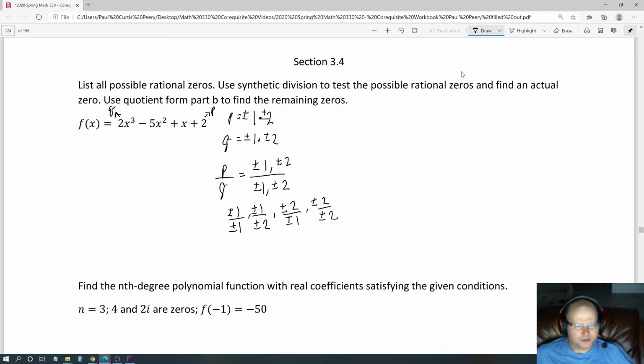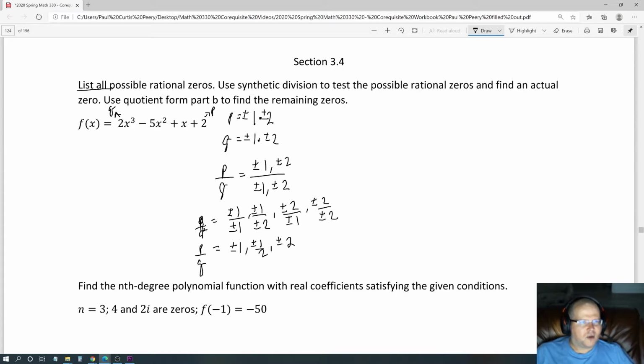Okay, now we reduce. So we're going to end up with plus and minus 1, plus and minus 1/2, and plus and minus 2. And then 2 divided by 2 is just 1, so there's a repeat, so we don't need to do that again. So we know that all the combinations of p over q are these. Okay, cool. So we figured it out.